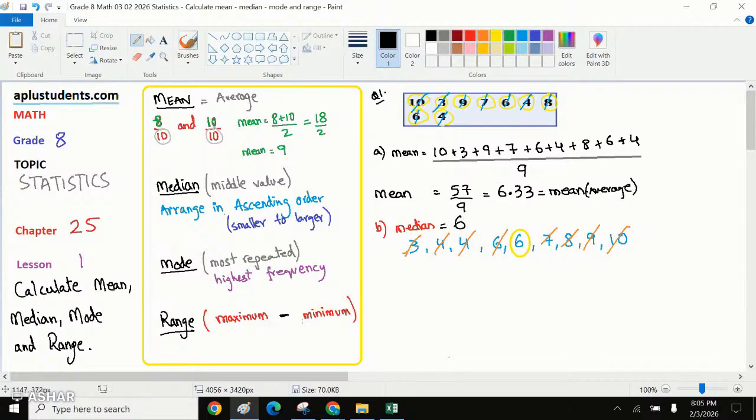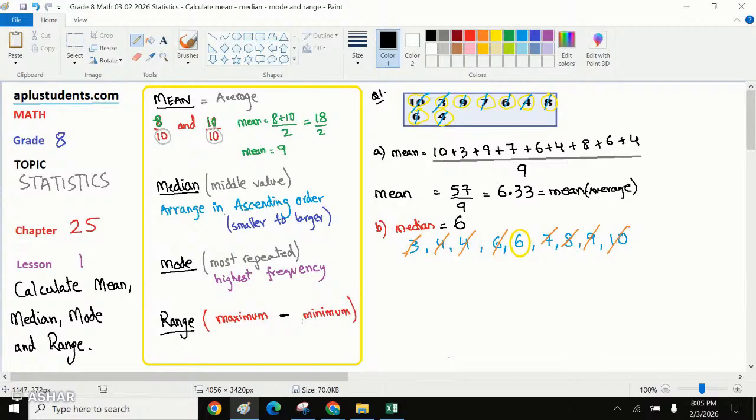But let's suppose we get two values in the middle. Then let's suppose 6 and 7 were the two values. Then what we do is we add them and divide by 2. I'll give you the next example, okay? If this is one value, it's quite convenient for us, okay?